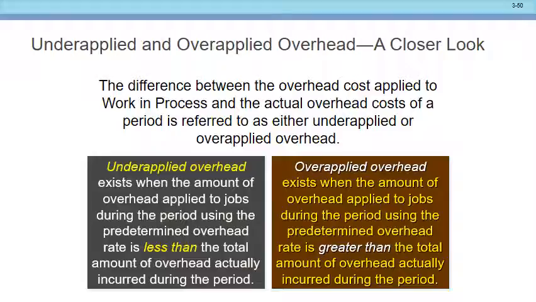Before we go through the rest of the slides here on this, what would happen if I had actual overhead that was more than the applied? So just humor me for a second. Let's say instead of this number being 20,600, let's say this number was 16,000.